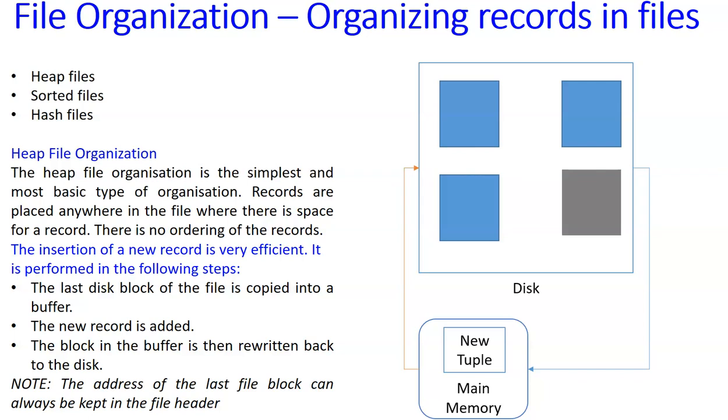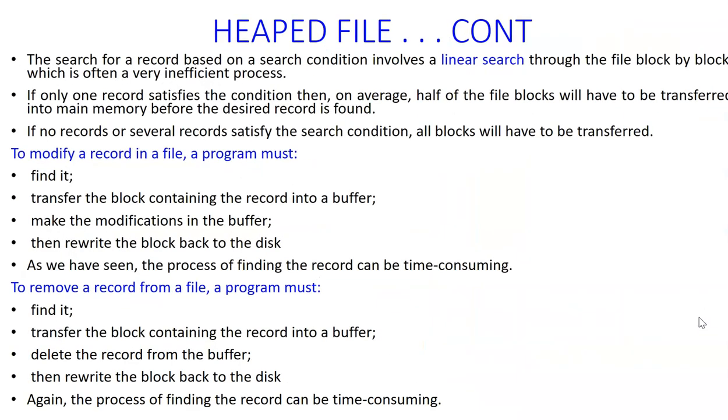The same thing applies if you're going to delete a record from that particular block. A block is copied into the memory buffer. The record is deleted, an update is done for that particular block, and then it is taken back onto the disk or the secondary disk.